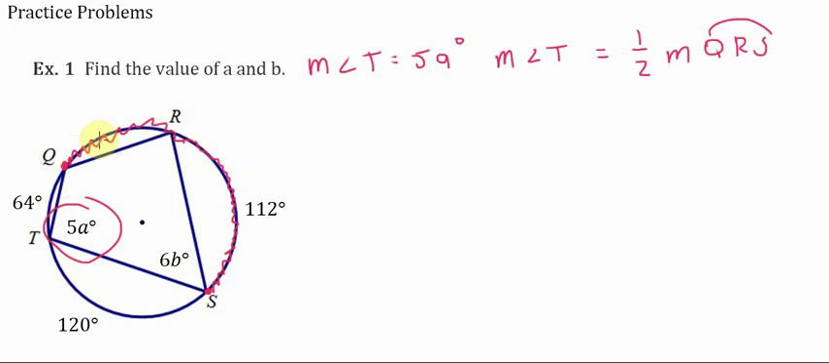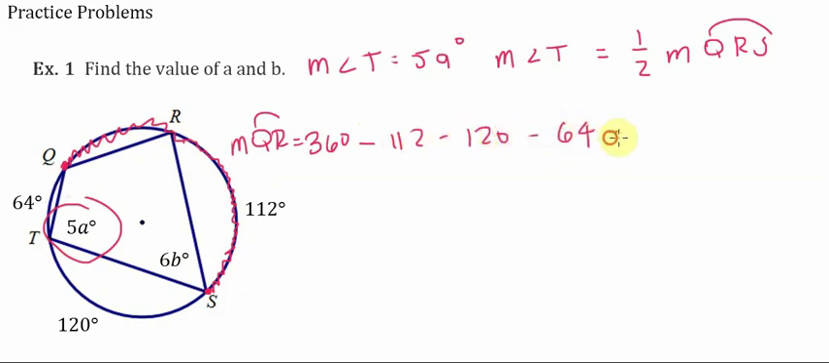So what I can do is take all of 360 to find the measure of arc QR and subtract off what I don't want. So what I'm going to do is subtract off 112, 120, and 64, because subtracting off the measure of those arcs will get me just QR left over. So I'm going to take 360 minus 112 minus 120 minus 64, which will get me 64. So now I can go ahead and label arc QR as 64 degrees.